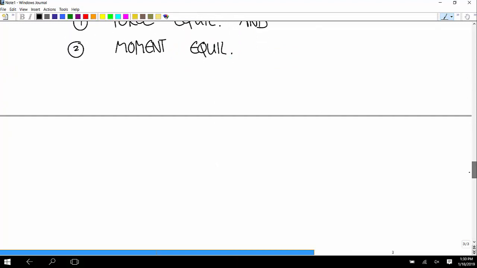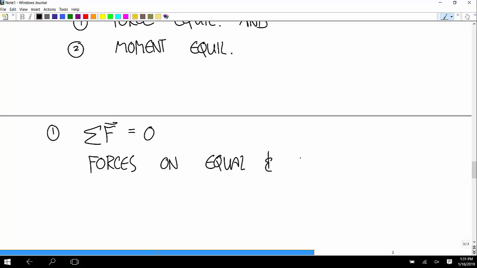Okay, so force equilibrium, so the sum of the forces equal to zero, says that the forces on equal and opposite faces are equal and opposite.